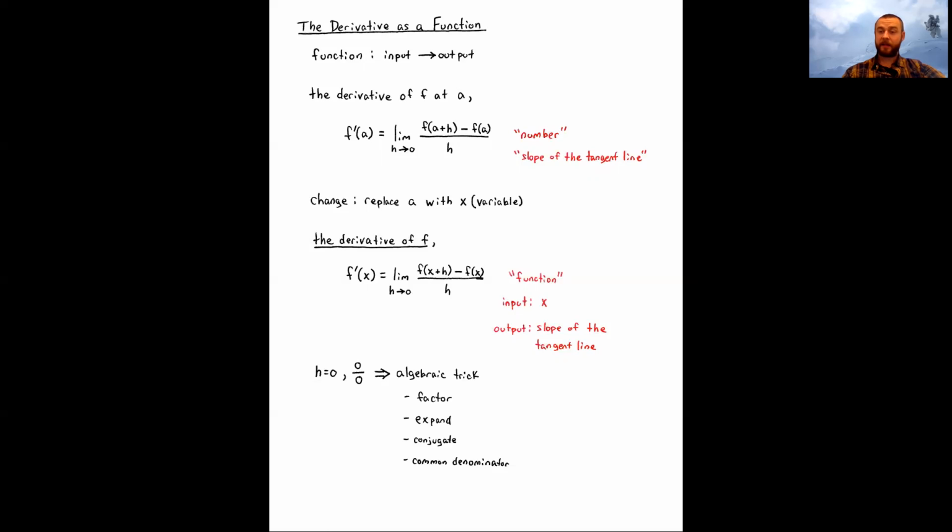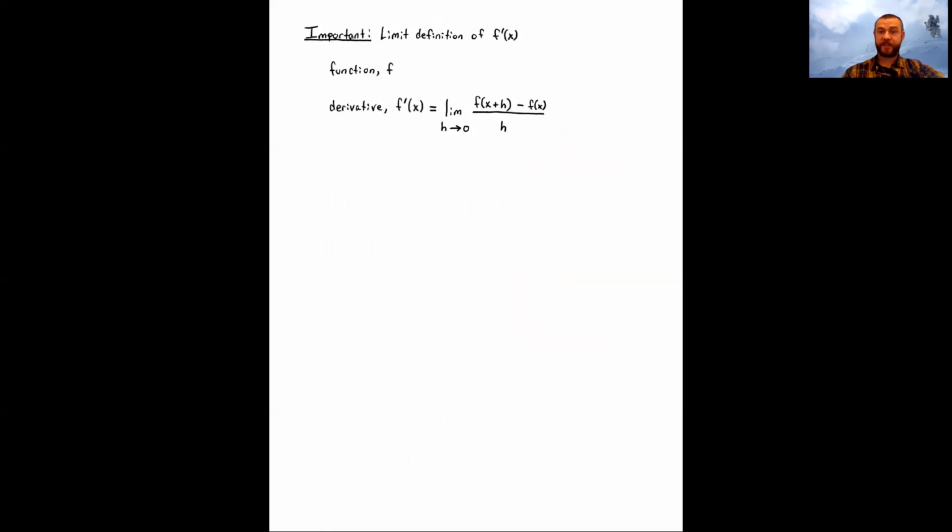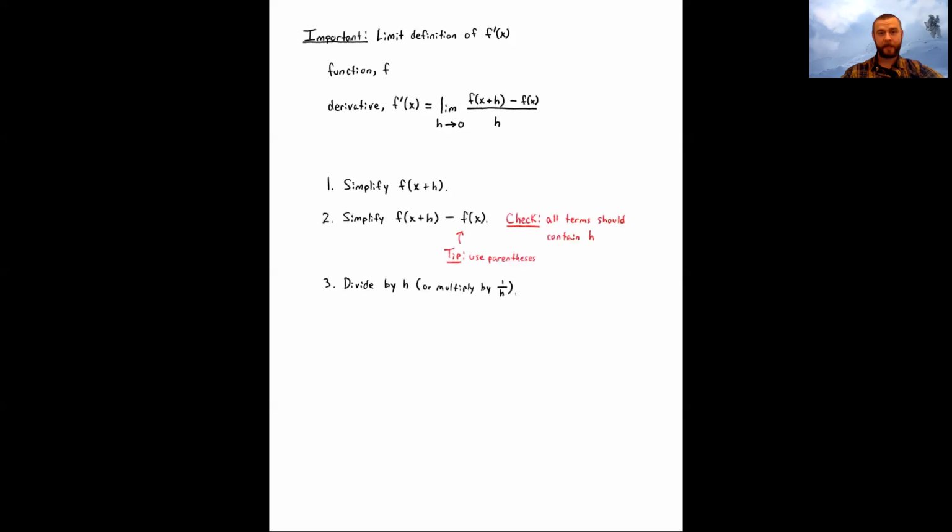All right, let's go ahead and get to a brief review since the algebra gets a little harder here. First, this is our limit definition of what we're calling the derivative of f. We're going to write that notationally as f prime of x. So notationally, f is the function, and f prime is the derivative of that function.